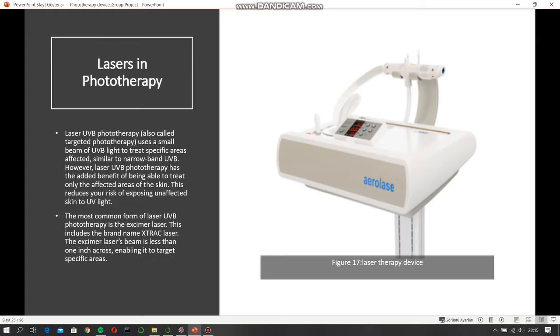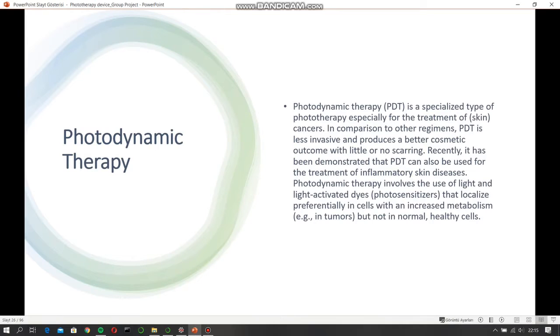The most common form of the laser ultraviolet B phototherapy is the excimer laser. This includes the brand name X-Tac laser. The excimer laser beam is less than 1 inch across, enabling it to target a specific area. And also the picture of the typical laser therapy device.